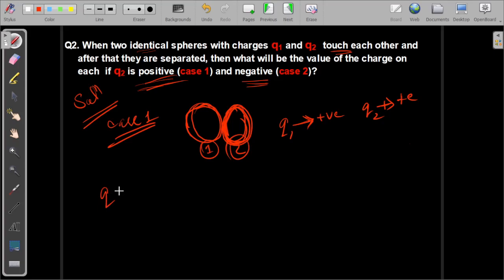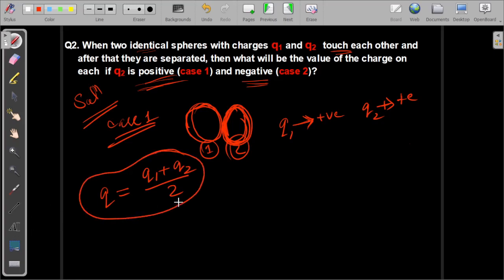Suppose this is denoted by Q. How do you get it? You just simply add the initial charges on the two bodies and divide by 2. In this way you will get the final value of charge on each body. Okay, case 1. Case 2.